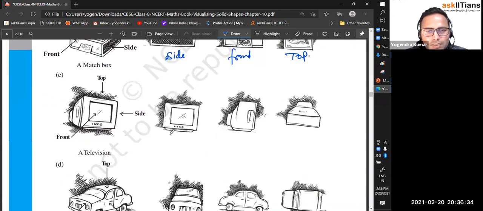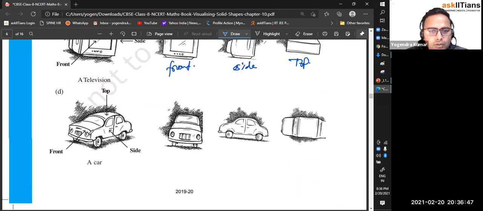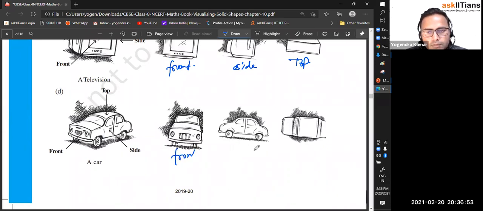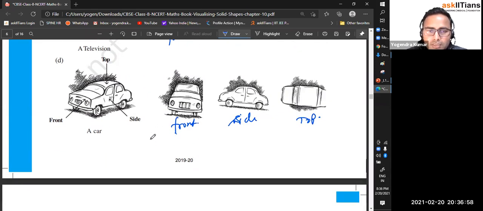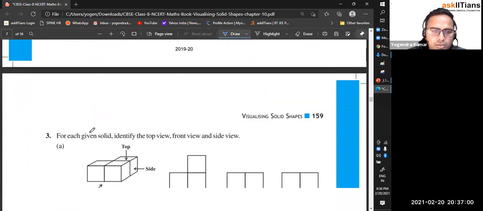Now this is the TV, what is it? Front view. Now side view, this is what? Side view, and this is what? Top view, right? Okay, now car, there is a car here. So this is what? Front, this is what? Side, and this is what? Top, right? I hope these are all easy, right? Let's do this question also.